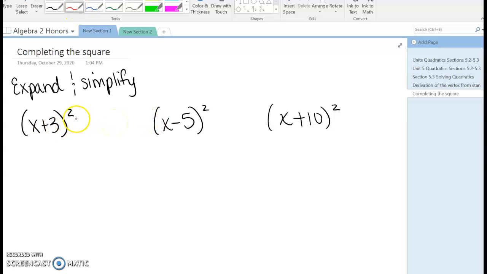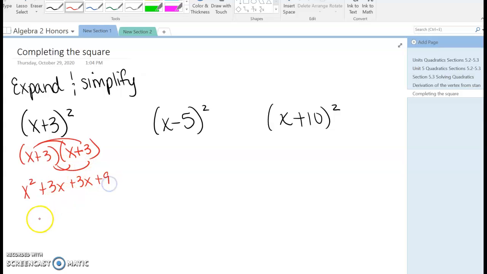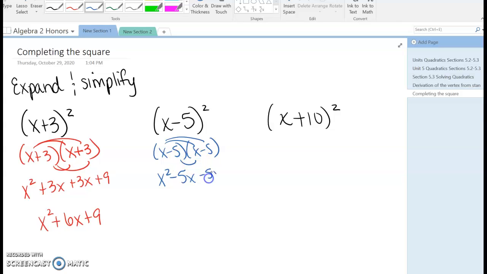If I were to expand (x+3)², that's me multiplying out x plus 3 by x plus 3. And in the process of multiplication, I end up getting x² + 3x + 3x + 9. And the middle term becomes x² + 6x + 9. All right, then if I do the same thing with x minus 5, I take x minus 5 times x minus 5, I get x² − 5x − 5x + 25. And that becomes x² − 10x + 25.